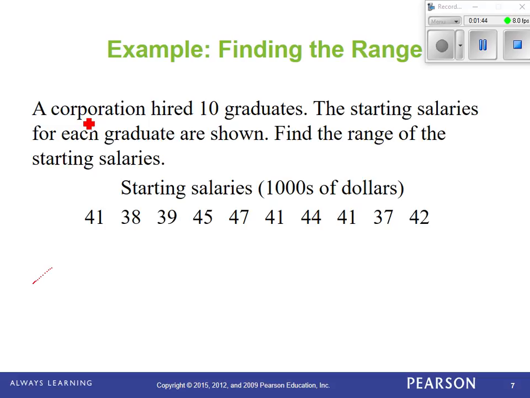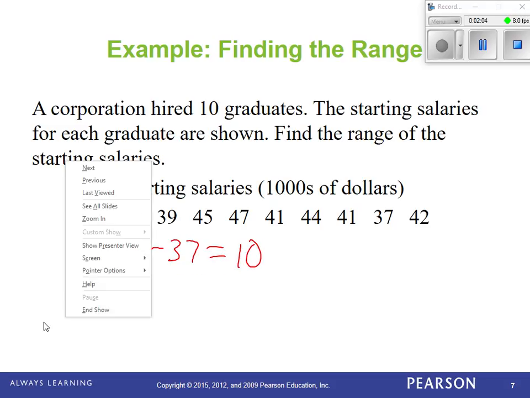We will do this one real quick. We look for the highest number through here, and it looks like the highest is 47. Looks like the lowest is 37. So we just subtract those two and our range is 10. That's all you do to find the range.